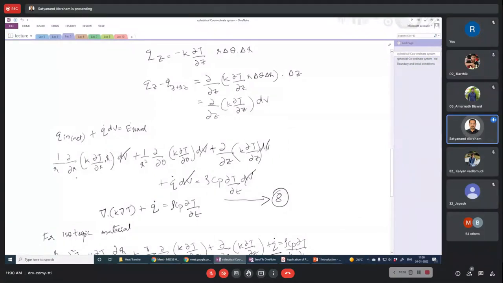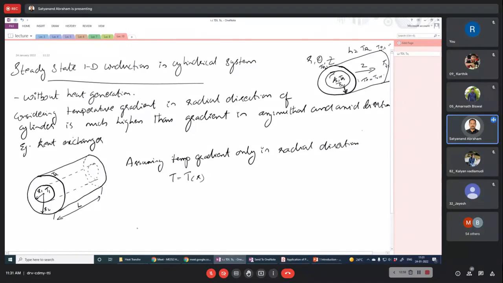So we said we are actually having gradient only in the radial direction, right? So is there any term with ∂/∂θ or ∂/∂z? Those will be zero, sir. Those will be zero, and there is no heat generation, and there will be no temperature gradient. Okay. So therefore, only the first term in this equation will be retained, right?